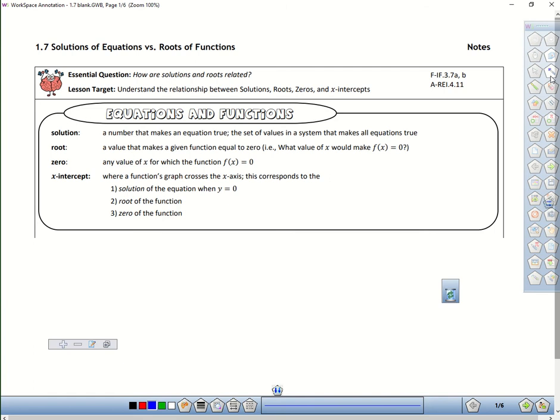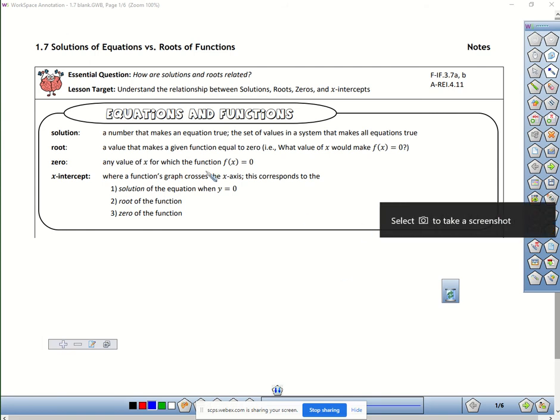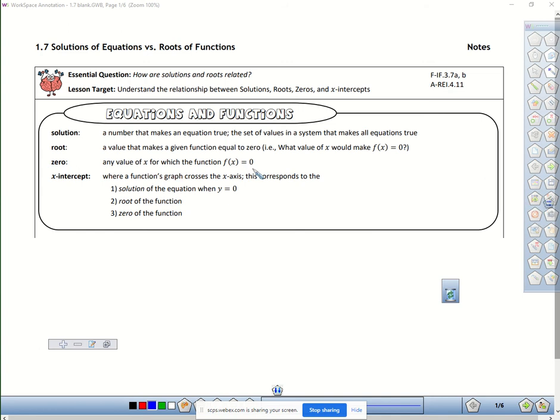So, equations and functions. A solution is a number that makes an equation true, or the set of values in a system that makes all equations true. A root is a value that makes a given function equal to 0. And a 0 is any value of x for which the function f of x is equal to 0.